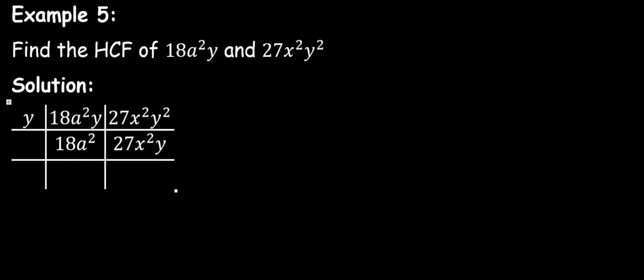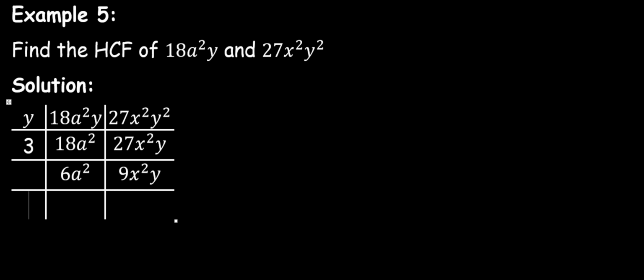But when we come back to the numbers, 18 and 27, 3 is a common prime factor. 3 divides 18, you will now have 6. Remember to bring down your A squared along with it. 3 divides 27, you will now have 9. Remember to bring down your X squared Y.